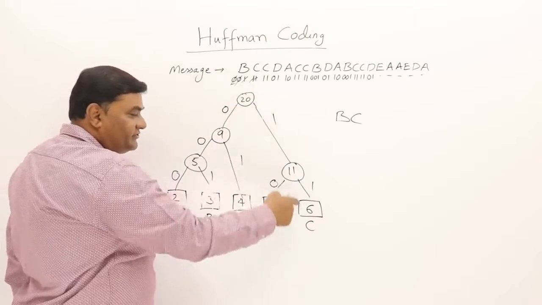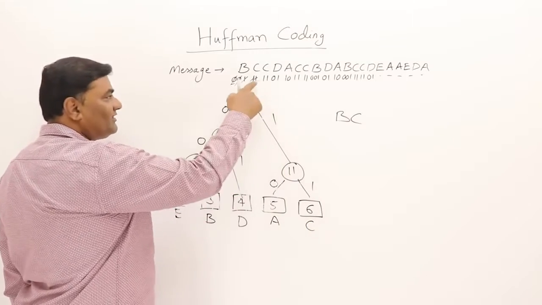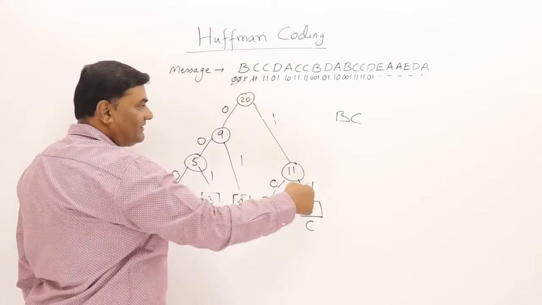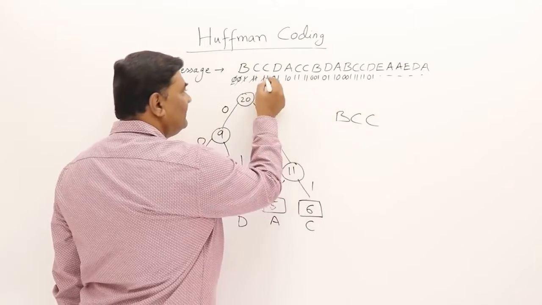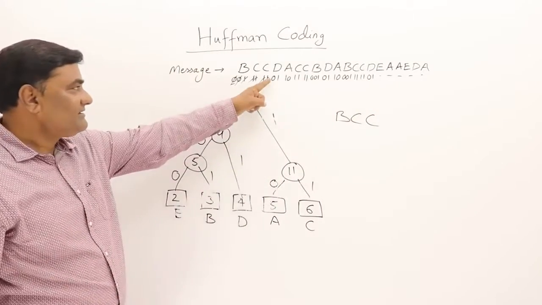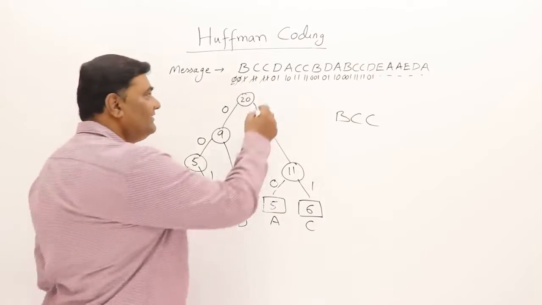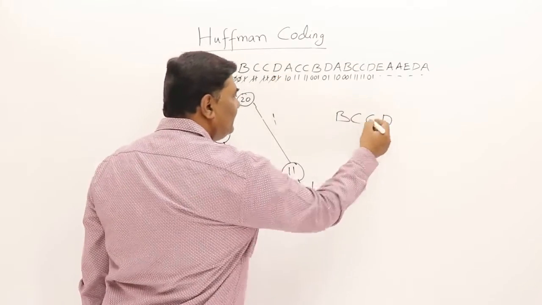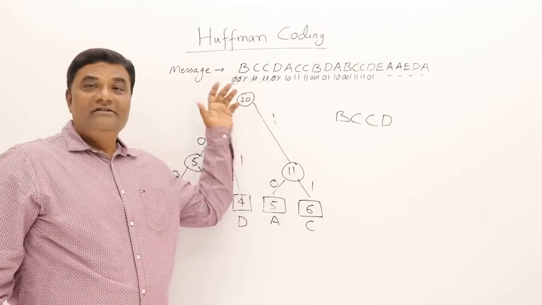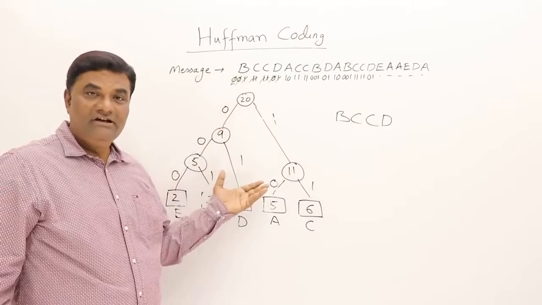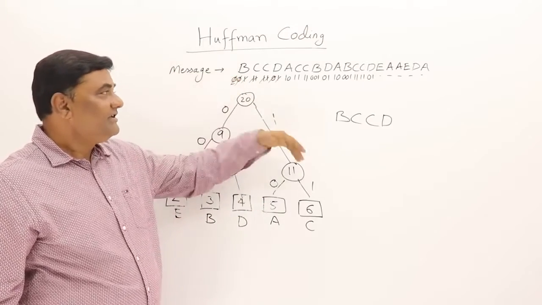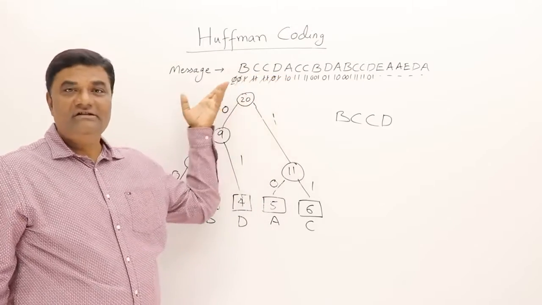Then again, once you have reached the leaf, start again from the root, 1 right side, 1 right side. So this is C. The next 0 left side, 1 right side, it is a D. So these two are completed. In this way, this message can be decoded, and from binary bits we can get back the original ASCII code.